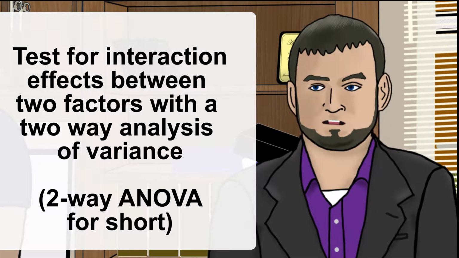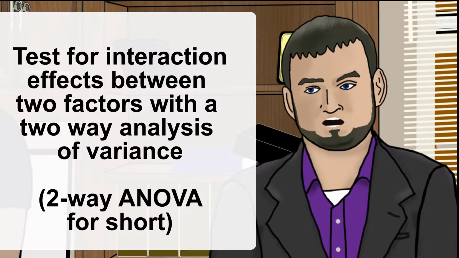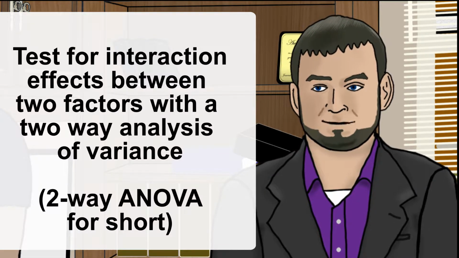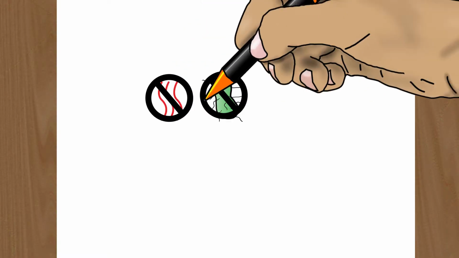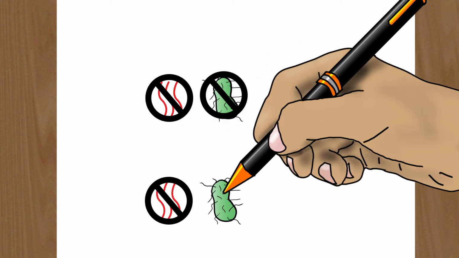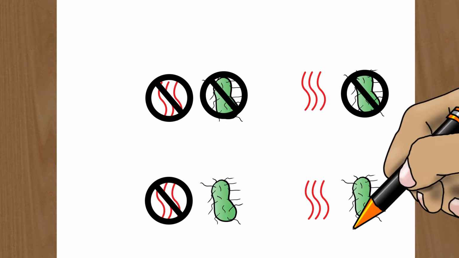Okay, well, to test an interaction effect in a two-way analysis of variance, or two-way ANOVA for short, you need two separate factors. In this case, the factors are burn and infection, so you should have four conditions. No burn and no infection, burn without infection, no burn with infection, and both burn and infection. That's what we have. Great!